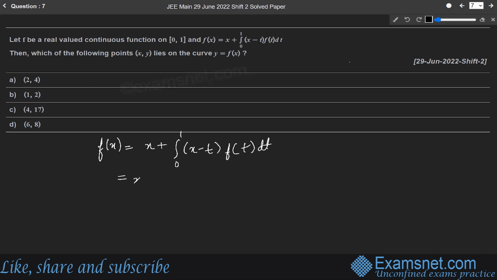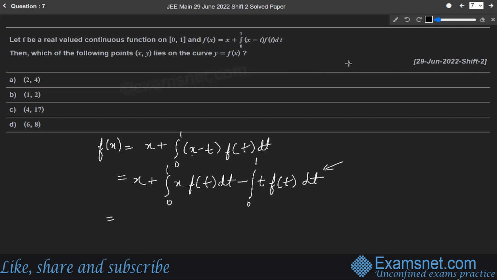So this will be x plus integral of 0 to 1 x into f of t dt, right? We are opening the brackets, minus integral of 0 to 1 t into f of t dt. Now, notice one thing here: for this integration, what is the variable of integration? The variable of integration is t. Since here there is dt, it means that for this integration, x will be a constant, right?